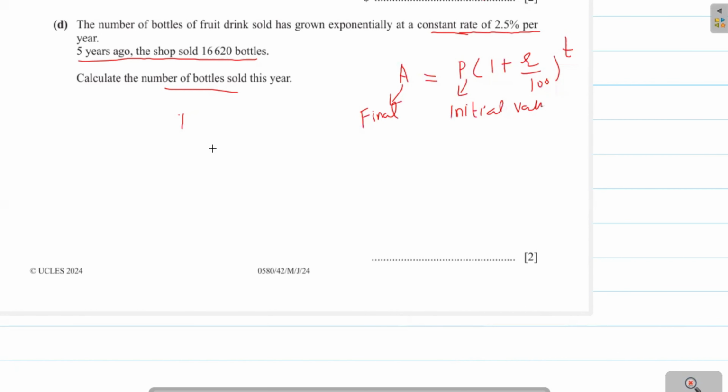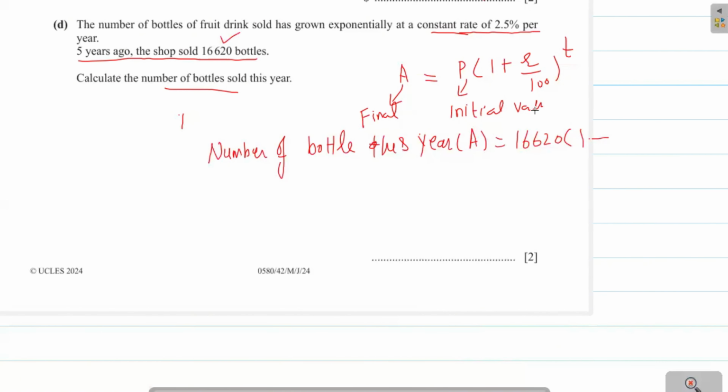Therefore, we can write this. A is the number of bottles this year. The number of bottles this year will be equal to A, and this will be equal to P, the initial value, which is 16,620 bottles, into 1 plus R, the rate, 2.5, over 100, power T, the time, 5. We can calculate, and this value will be equal to 18,804 bottles. This is the answer. Now we move to the next part.